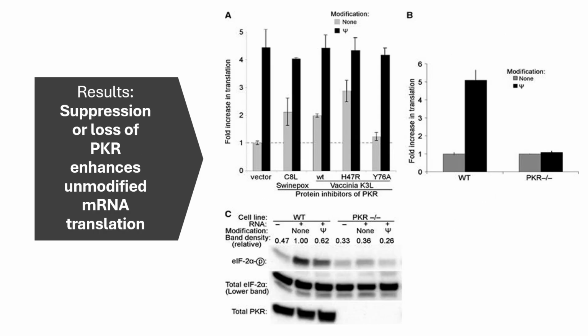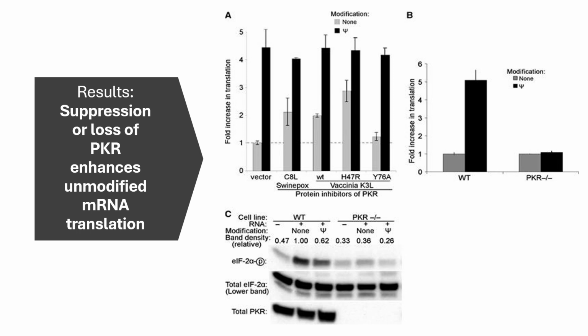Suppression or loss of PKR enhances unmodified mRNA translation. In Part A, plasmids of CAL, K3L, and 2K3L mutants were transfected into human embryonic liver cells. CAL and K3L are viral proteins that inhibit PKR. Cells were then transfected with unmodified or pseudouridine-modified firefly luciferase mRNAs, and luciferase activity was measured to represent the fold increase in translation. Here we can see a greater increase in the translation of pseudouridine-containing transcripts when PKR was inhibited.